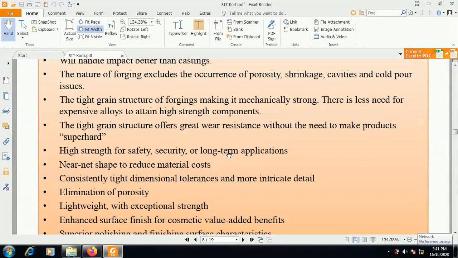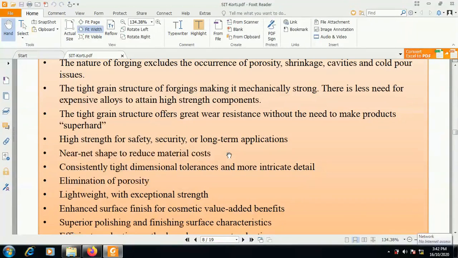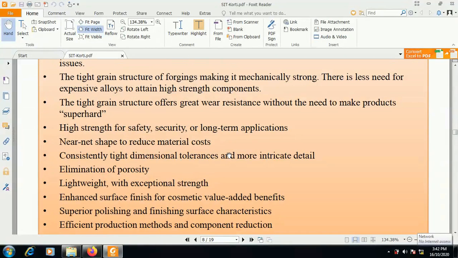The tight grain structure offers greater wear resistance. The wear and tear resistance of a forged component is more as compared to machining and casting, without any kind of heat treatment. Generally carburizing, nitriding or hardening heat treatments are required on the surface to increase wear resistance, but without any heat treatment you can make the component wear resistant if it is produced by a forging operation. High strength for safety, security and long term applications.